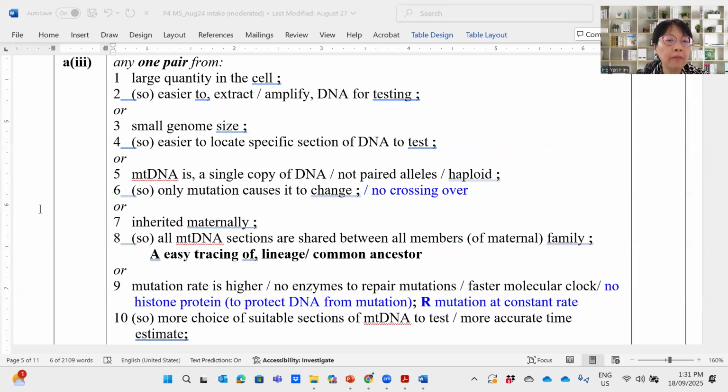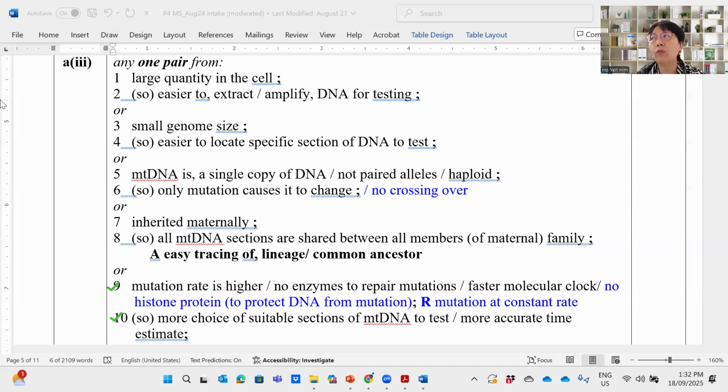Right? So number 10, more choice of suitable sections of mitochondria to test, more accurate time estimate. Because the mutation rate is quite high, we can choose a region of the mitochondria that is subjected to more mutation, and then use that as a biological clock. The more mutation, the more differences, it means it mutated more times, so it already divided more times. So the more differences there are, okay?